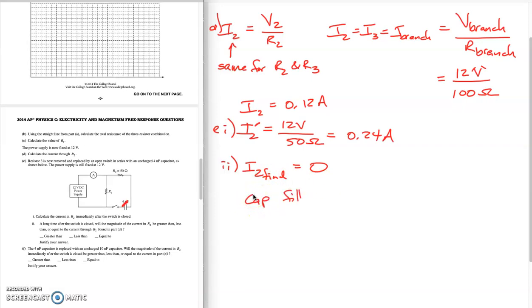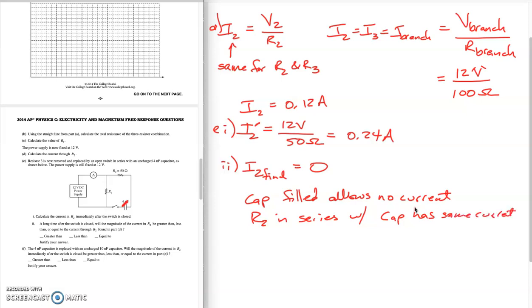So your justification would be: capacitor filled, allows no current, R2 in series with capacitor, has same current of 0.